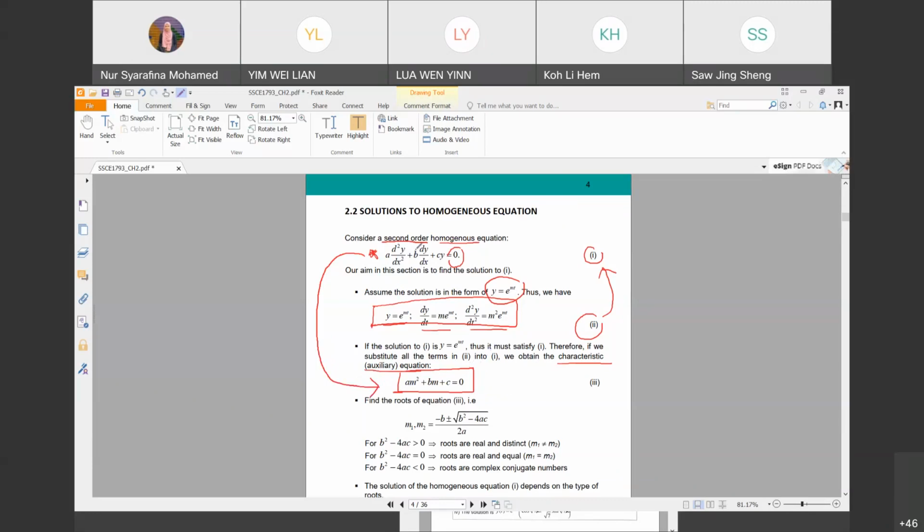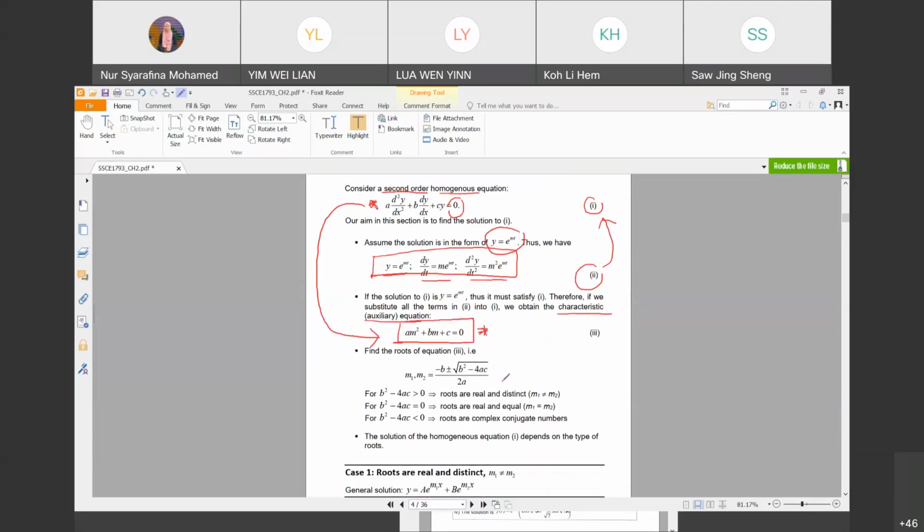So now, in order to solve the second order linear homogeneous equation, we are going to solve this quadratic equation, where m is given by the solution of this. Solving this will give you values of m. When m is real and distinct, real and equal, or complex conjugate, there are certain forms of the solution of the second order differential equation. Let's take a look.